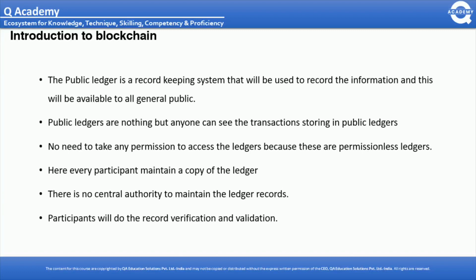Public ledgers. The public ledger is a record-keeping system that is used to record information, and this will be available to the general public. Public ledgers are such that anyone can see the transactions stored in them. There is no need to take any permission to access the ledgers because these are permissionless ledgers. Here, every participant maintains a copy of the ledger. There is no central authority to maintain the ledger records. Participants do the record verification and validation.